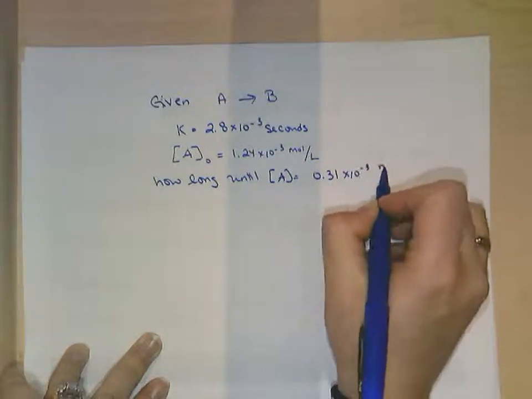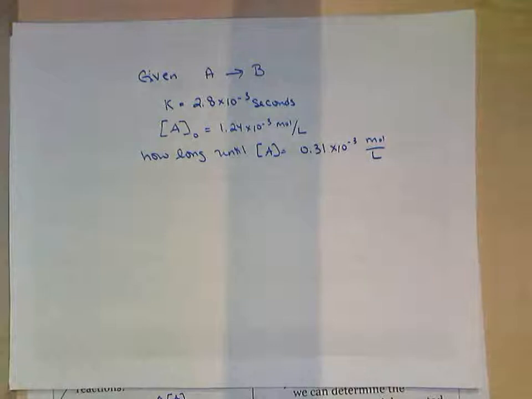All right, so I know the rate constant for this equation. I know my initial concentration. I want to know how long is it going to take until I get to a new concentration of A.